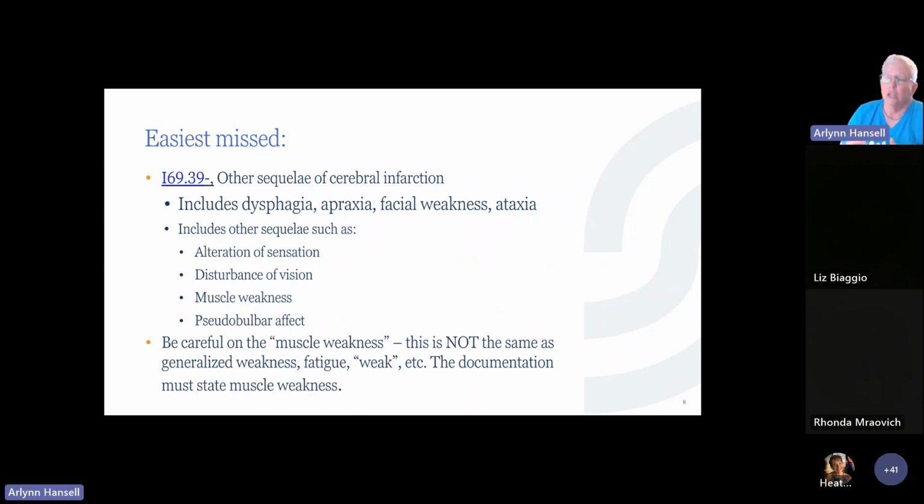So, alteration of sensation, disturbance of vision. That's if, in the H&P, they are attributing the disturbance of vision to the CVA. If they just say the patient has low vision and they have a stroke listed somewhere else, that does not automatically mean the vision problem is associated with the stroke. You have to have the doctor make that link. Muscle weakness, pseudobulbar affect. And with muscle weakness, it has to say muscle weakness in your H&P. Generalized weakness, fatigue, weak, those terms don't fly. It's going to be muscle weakness to come under this code.